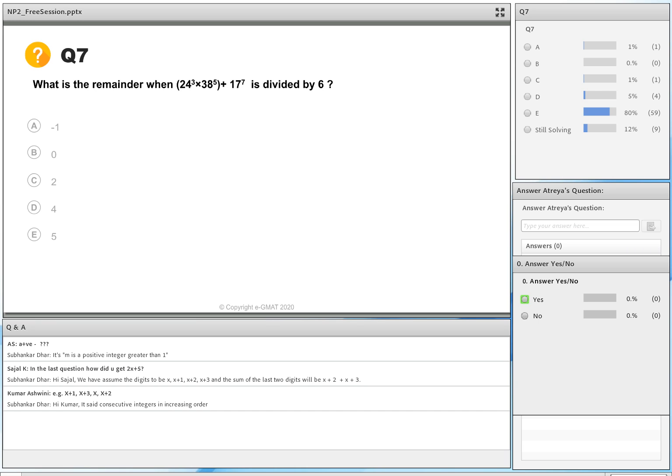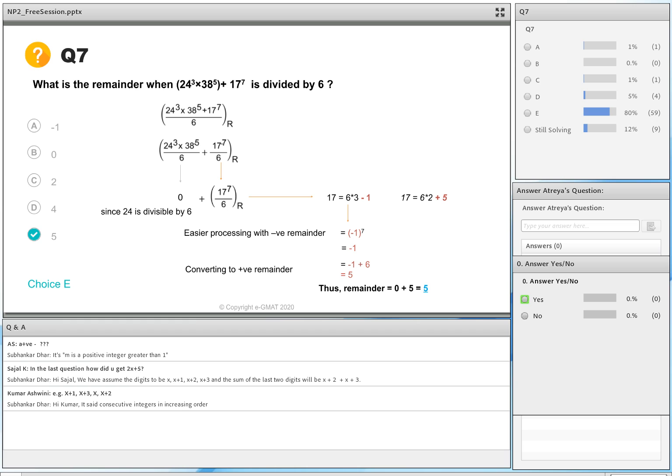Now we'll use the same thing that we have learned in the last questions. So 24 to the power 3 times 38 to the power 5 plus 17 to the power 7 when divided by 6. I need to calculate the remainder. Again, 24 is perfectly divisible by 6. So I get a remainder of 0. So even if I get a remainder from 38, it won't matter. So I can completely not consider this part.